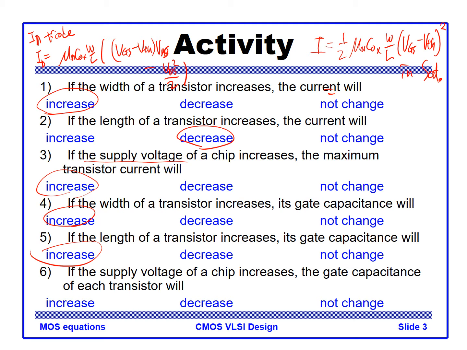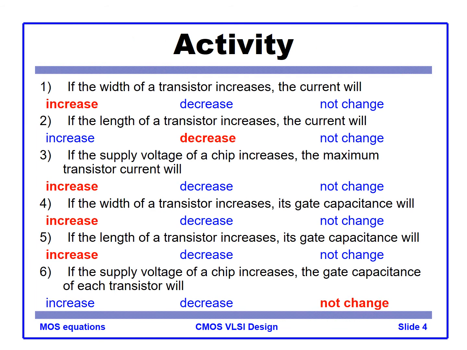If the supply voltage of a chip increases, the gate capacitance of each transistor, what will happen? Gate capacitance is formed by the physical dimension, right? So in digital, if the supply changes, it does not change, right? Okay, this is the final result, and then you can double check the answer.